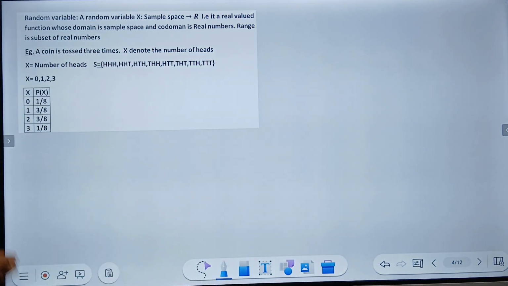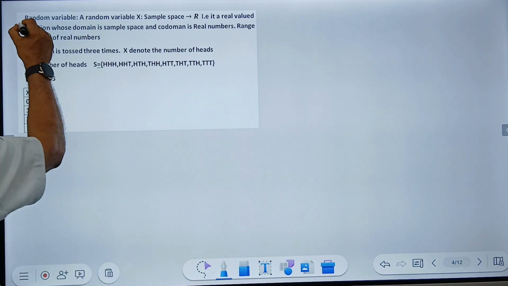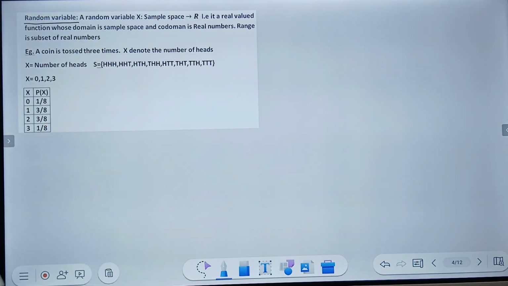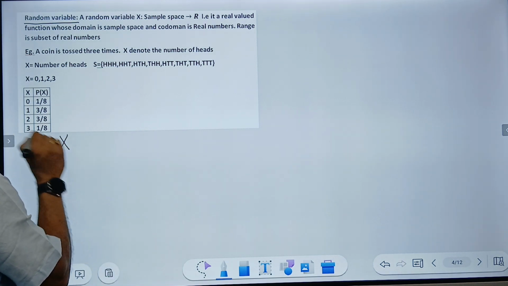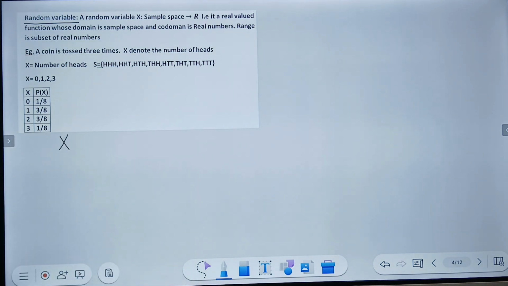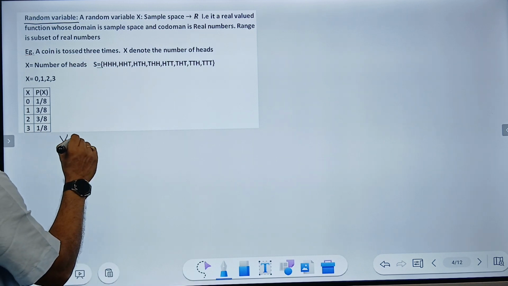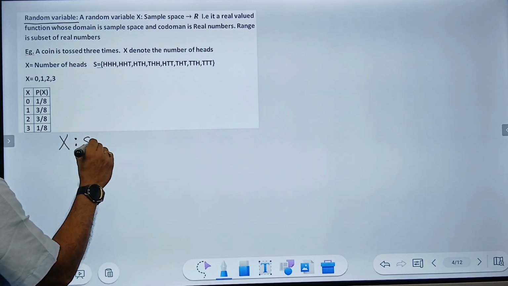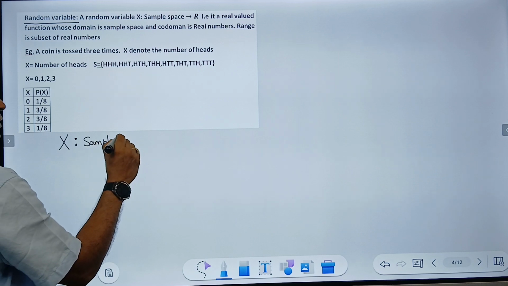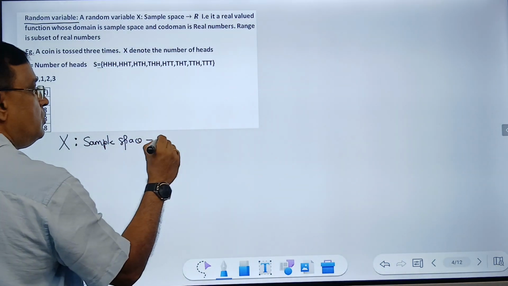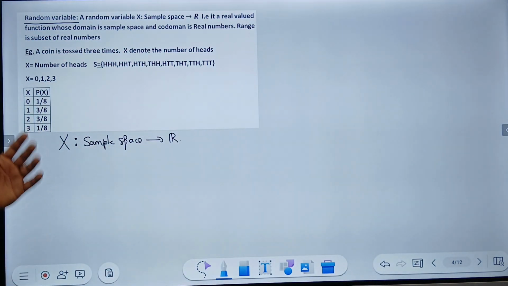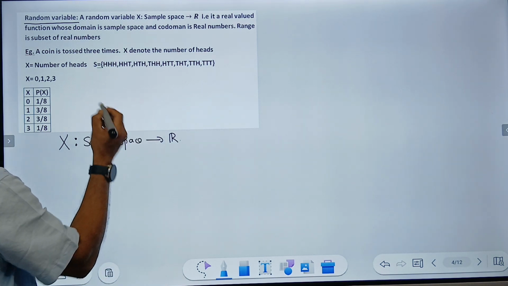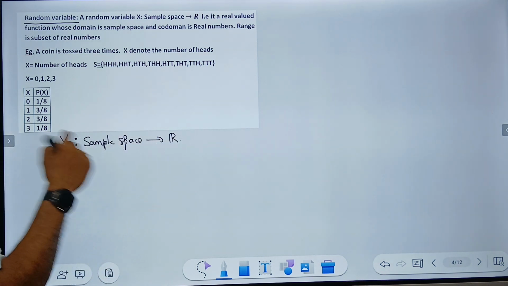The most important part of class 12th portion is this word called random variable. A random variable is generally denoted by the capital letter X, the usual notation. What is this X? It's a function which takes the set of all sample space to a real number. And its range will be a subset of the real numbers.